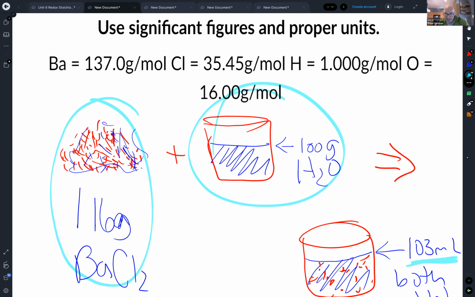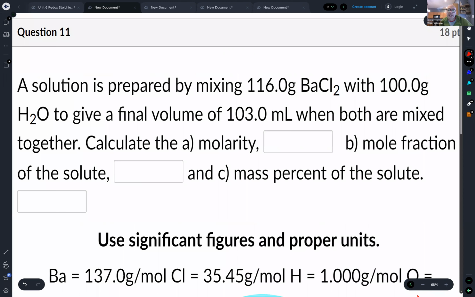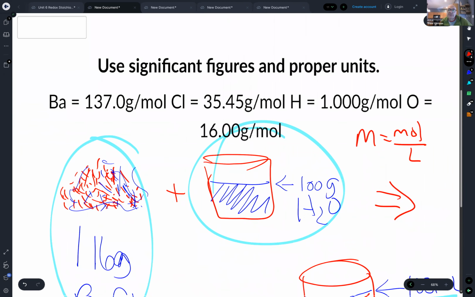That's the important thing, because the formula for molarity is moles divided by liters. It's not grams. That will come later. We will use it, but not right now. So here we go. Let's jump into it. We've got 3 calculations based on those 3 pieces of information. We're going to calculate the molarity, mole fraction, and then mass percent.